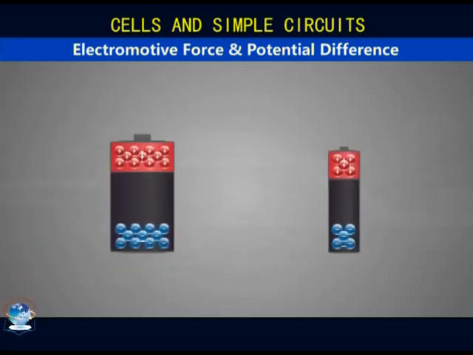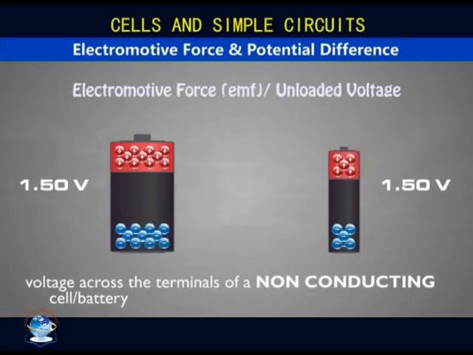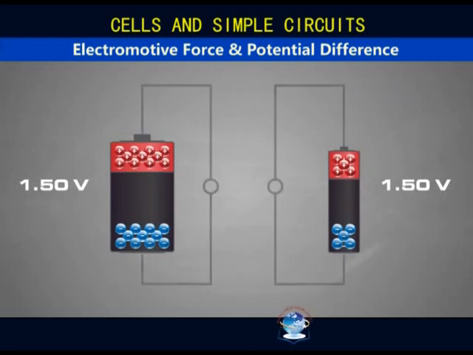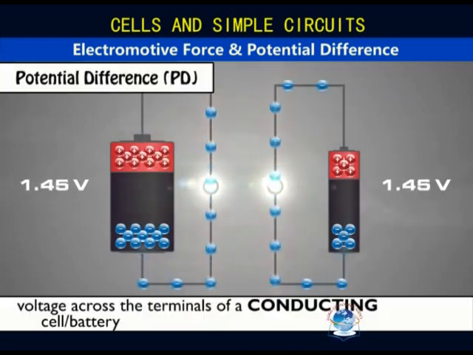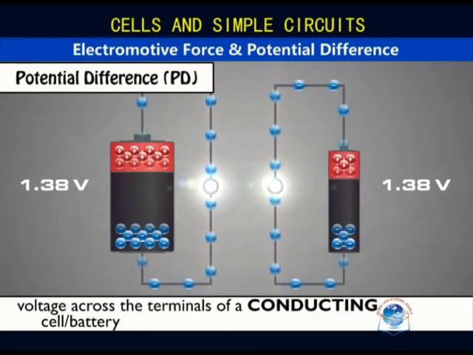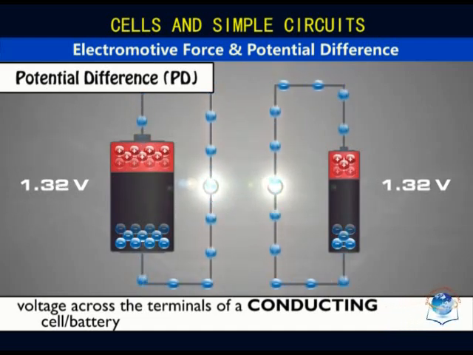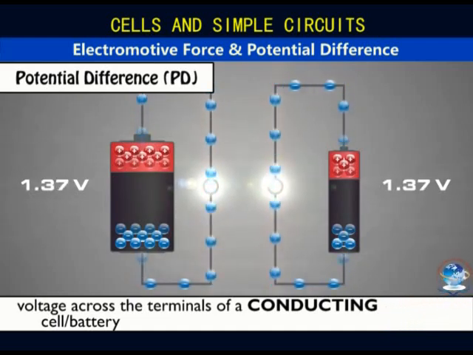When a battery is not conducting any current, the voltage across its terminals is called the electromotive force, EMF, or the unloaded voltage. But when the cell is conducting, the voltage across its terminals is called the potential difference. This is what drives the current through the circuit.